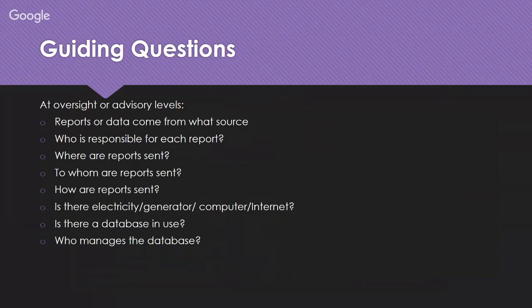At oversight or advisory levels, you can look at reports or data coming from which sources. Who is responsible for each report or what parts of reports? Where are reports sent? Are the reports copied, filed twice? To whom are they sent? How are they sent? Is there electricity, generators, computers, or internet, or other needed resources at this level? Databases already in use. And who manages those databases?